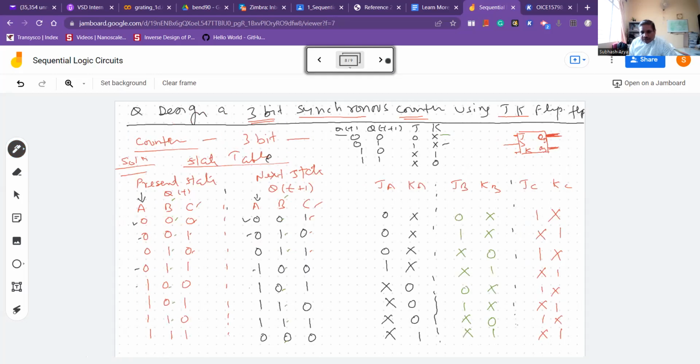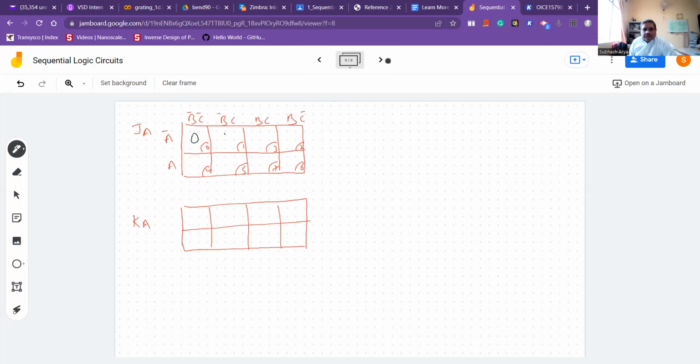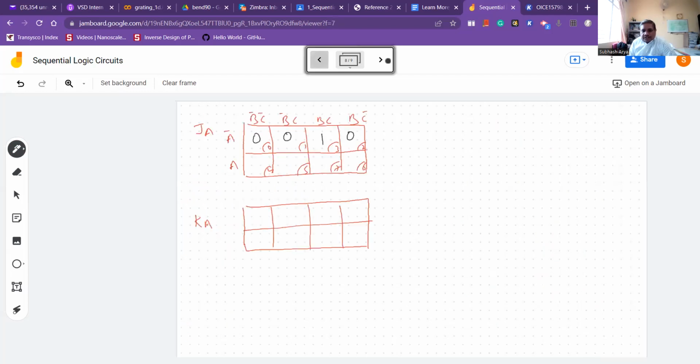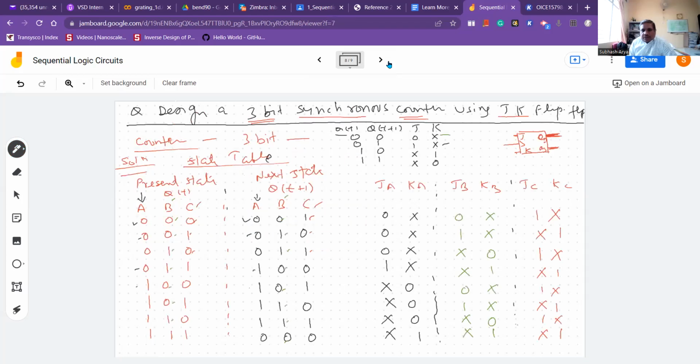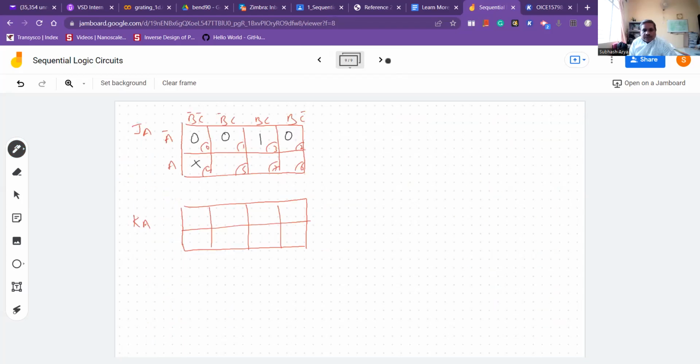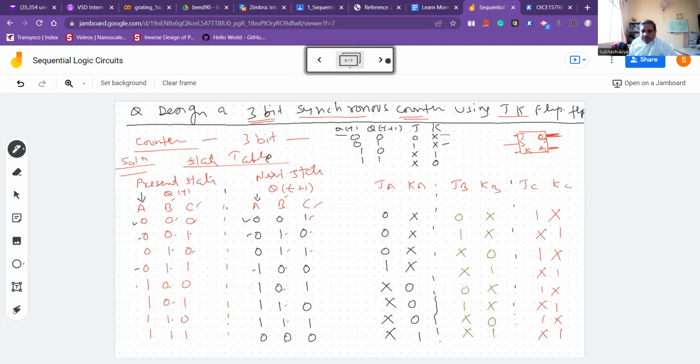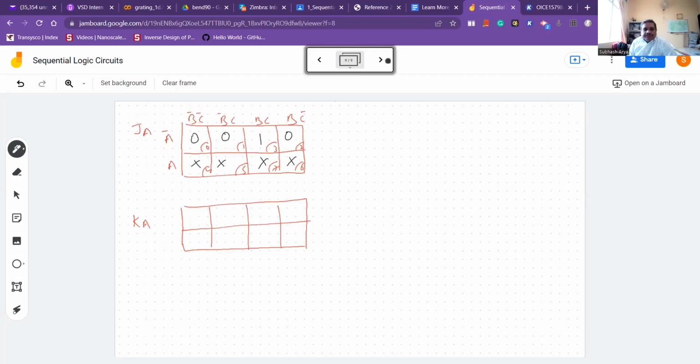For JA: 0, 0, 0, 1. Next is all cross, so you can put cross, cross, cross, cross. Now this is the JA. Now I want to fill up similarly for KA: cross, cross, cross, cross, 0, 0, 0, 1. So this is the information we have filled.